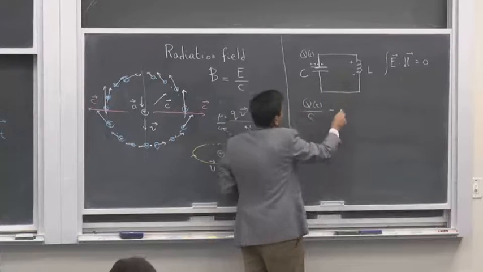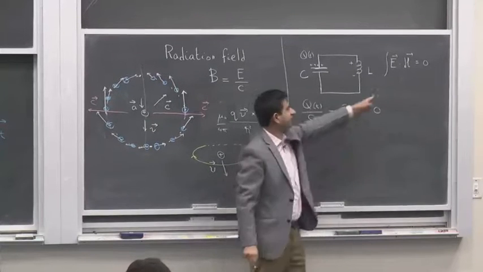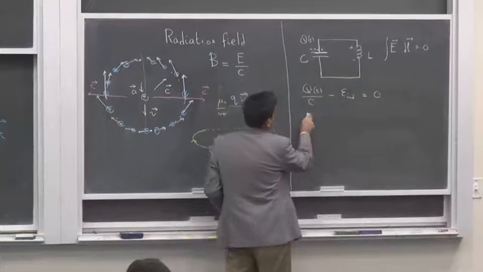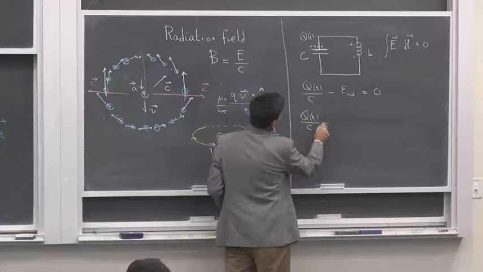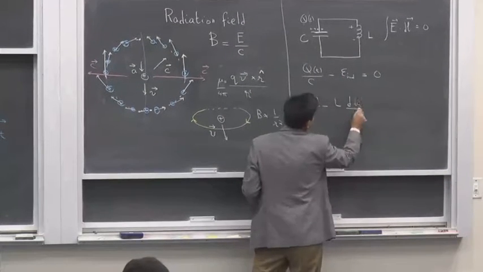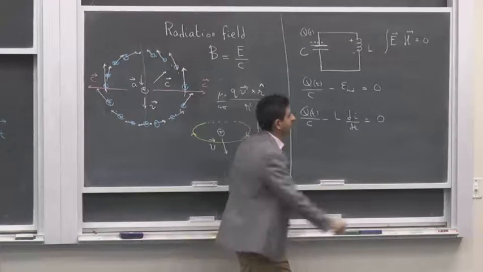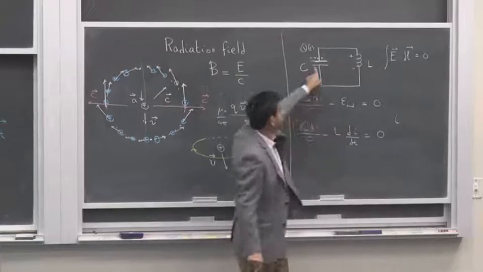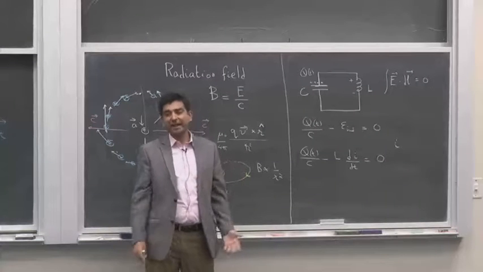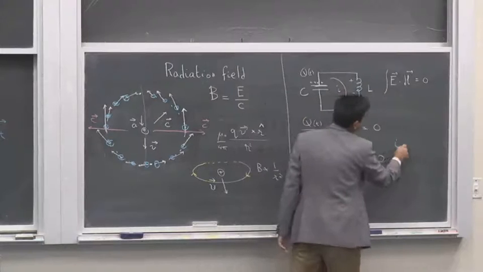So this means that the sum of the induced EMF and the capacitor voltage gives me 0. This is simply Faraday's law. So this makes me write q(t) over C minus L di by dt equals 0 for this circuit. Now what is I? I is just the rate at which this capacitor is depleting its charge. It's losing its charge, and that is constituting a current in this circuit. So that current is simply minus dq by dt.